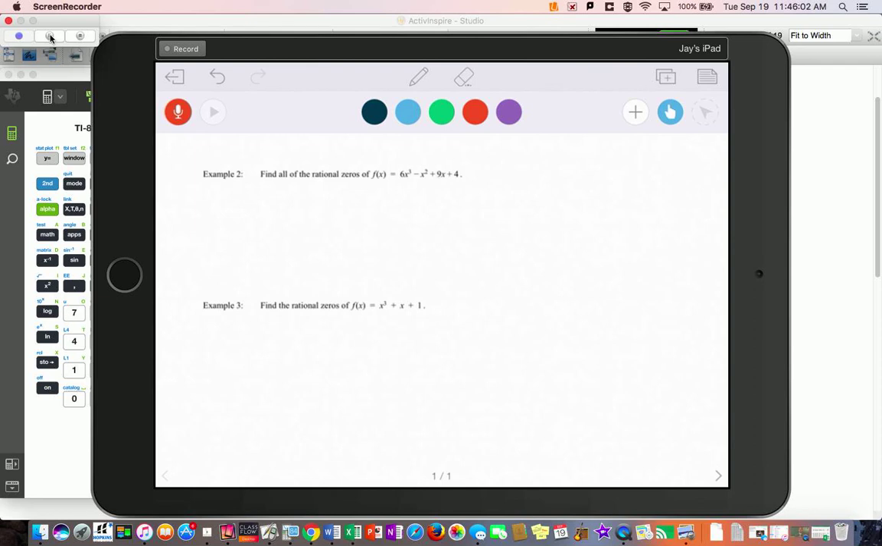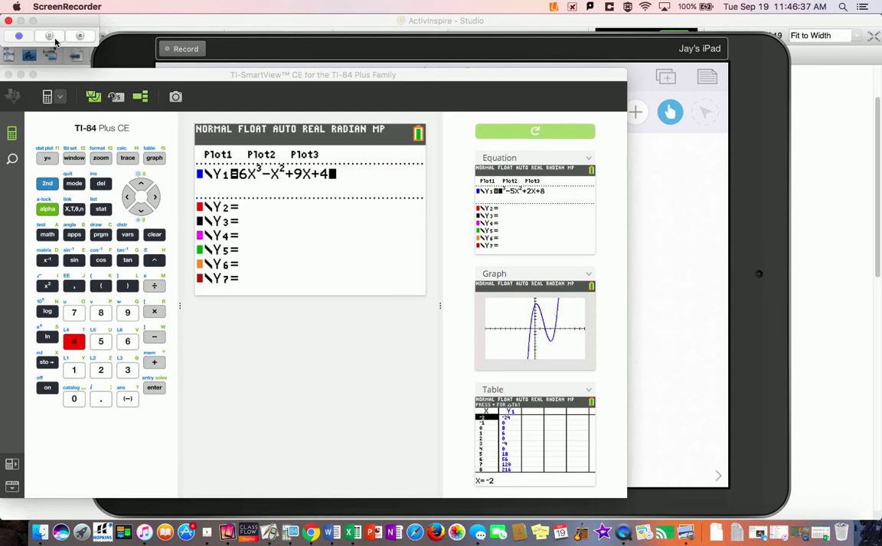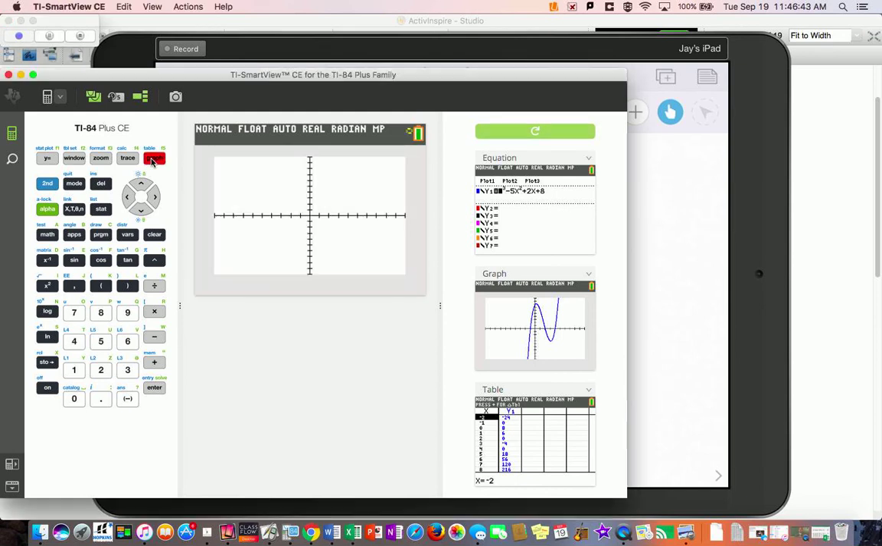So the second example, same thing. We're going to go to the calculator, type it in. So after you've typed into y1, again, look at the graph. And now when I look here, it looks like maybe it's something between 0 and -1. So that one's going to be hard to find. So let's take a look at what we can do to get this one.